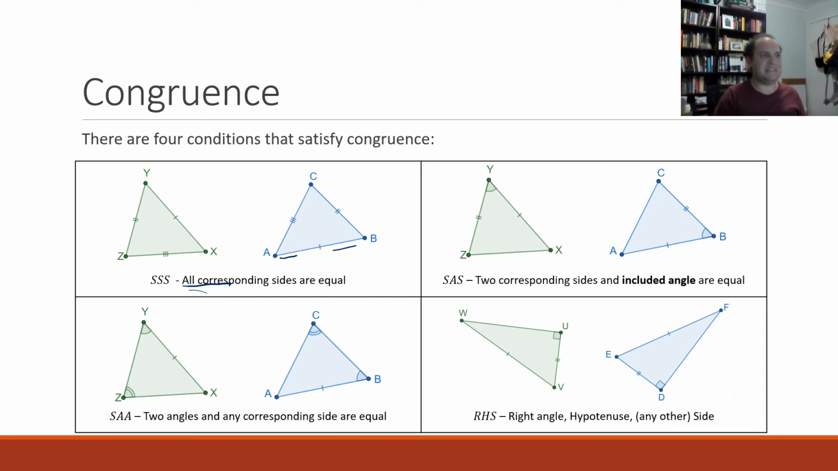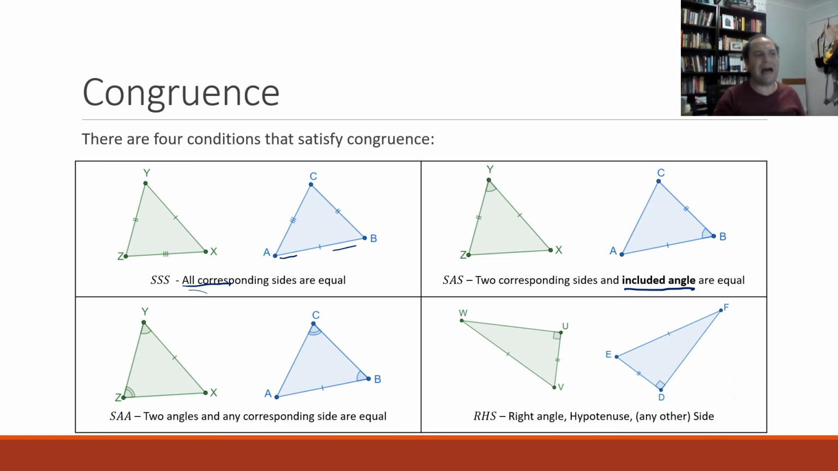Our second one is SAS. Two corresponding sides are equal, and the included angle. I will come back to that included angle in a minute. AB has one dash, so does XY, so they are corresponding. BC is equal to YZ, again two dashes, and the included angle is the angle in between those two lines. At B and Y, it's in between in both situations, so those two shapes are congruent.